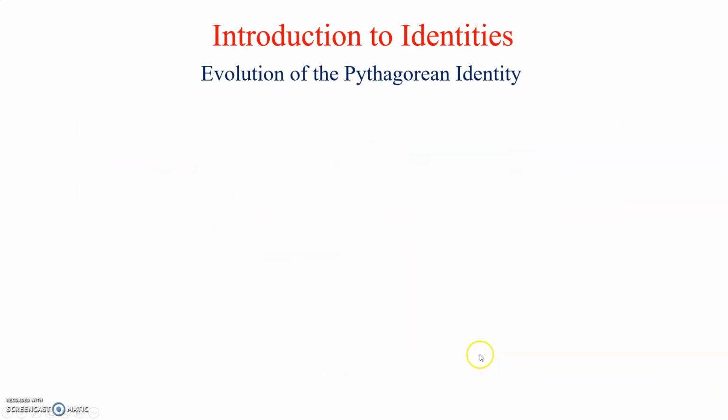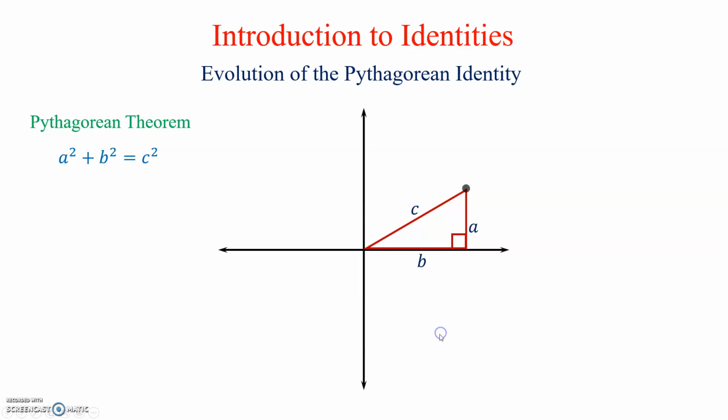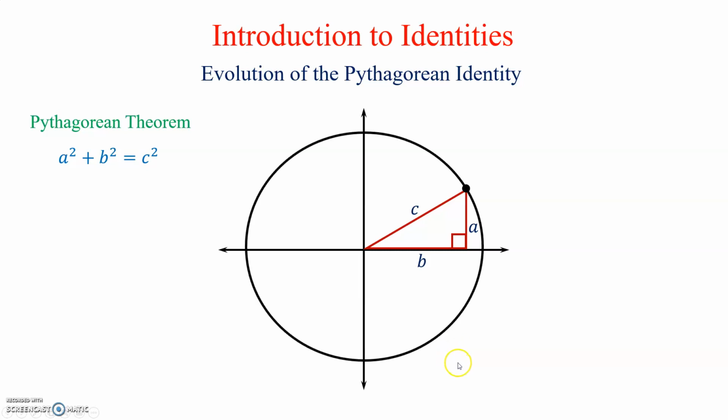So let's look a little closer at the evolution of the Pythagorean identity. Meaning, back in the day, you were first introduced to the Pythagorean theorem, which was our a squared plus b squared equals c squared. And it was used when we were working with a right triangle. We had sides labeled A, B, and C.